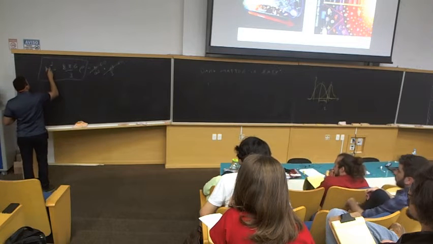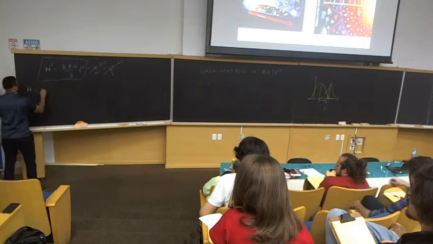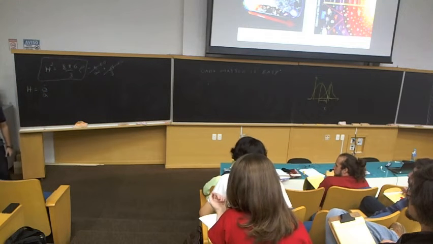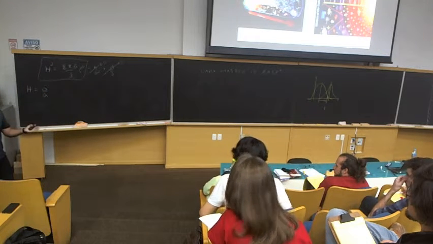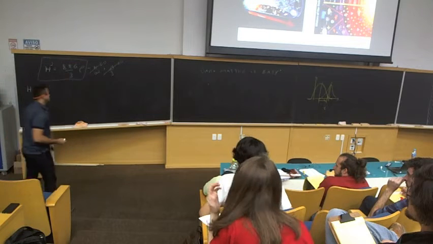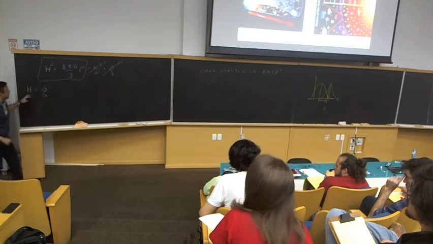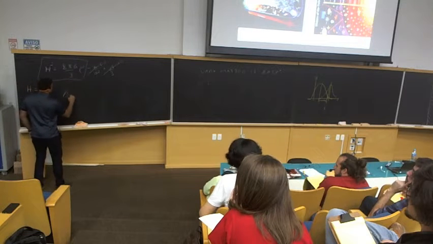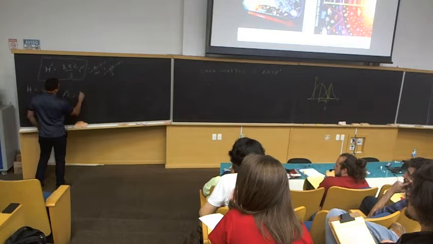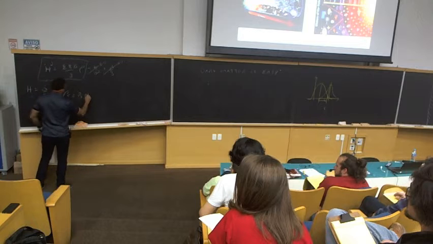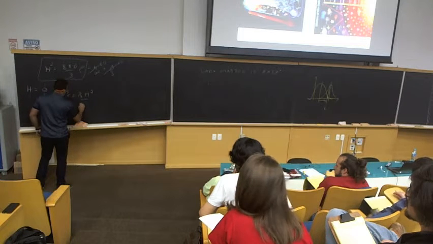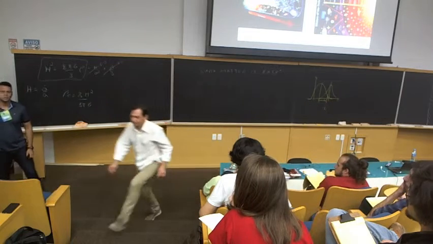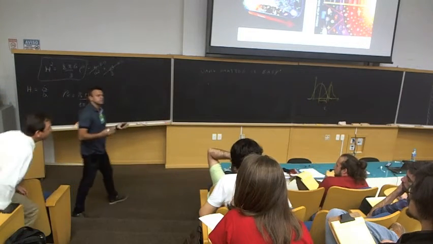where H is a dot over a, where a is the scale factor, which relates the physical distance to the comoving distance. Anyways, and this critical density is just 3H squared over 8 pi G. So rho c is the critical density, the density of a flat universe.